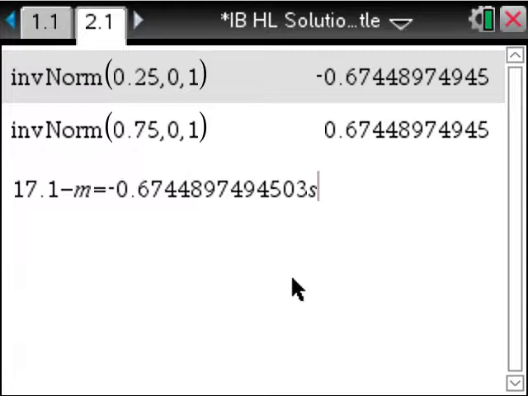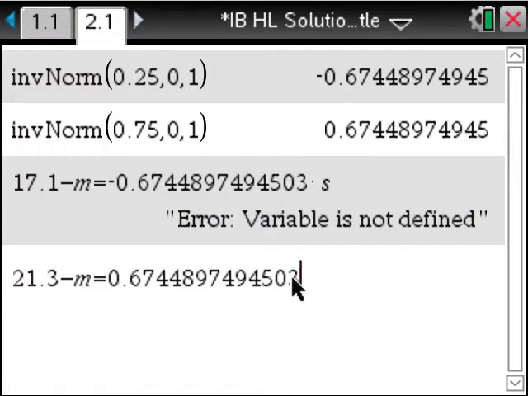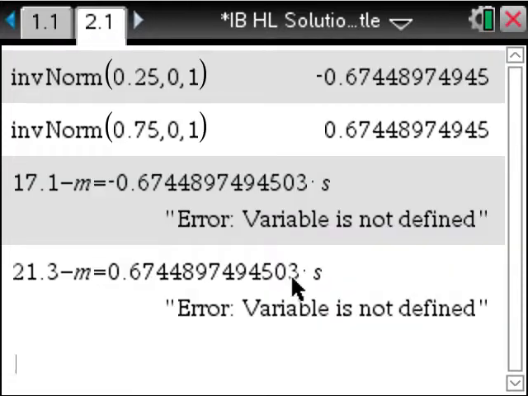When I press enter, it's going to give me an error here. That's okay. And then the other statement is we're going to be standardizing 21.3 minus m, and that's going to be the positive value of that multiplied by s. Again, we'll get an error. But we have simultaneous equations here.